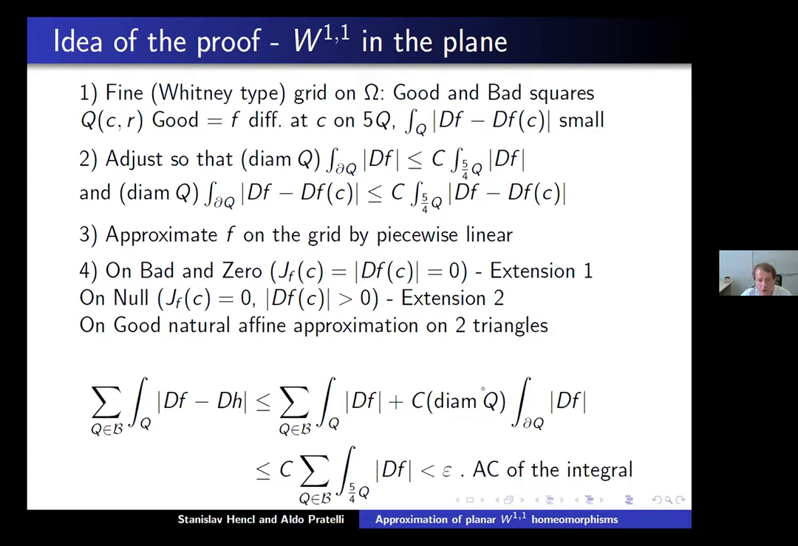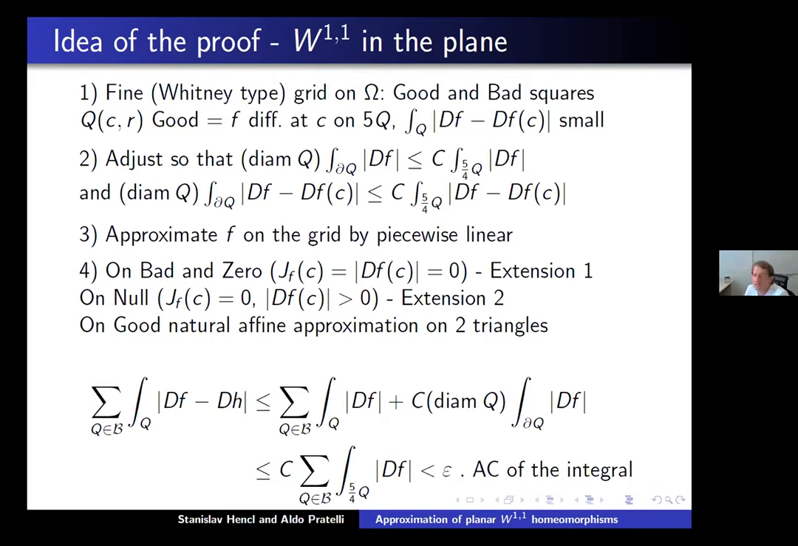And to control this boundary term, you use this two-point adjustment: the diameter of the cube times the boundary datum, the integral over the boundary of the cube, is controlled by this expression. This is exactly what is happening here, that the boundary behavior is controlled by what is happening on a slightly enlarged cube. And of course, since the derivative is integrable and most of the cubes are good, most of the points are points of differentiability, Lebesgue points, then this can be made as small as possible, because the measure of the bad cubes or the enlargement is as small as possible.